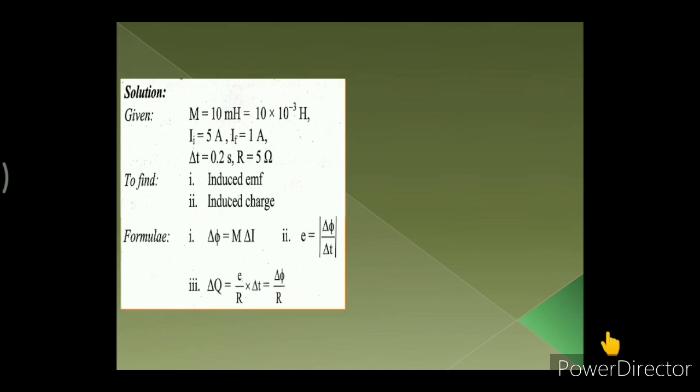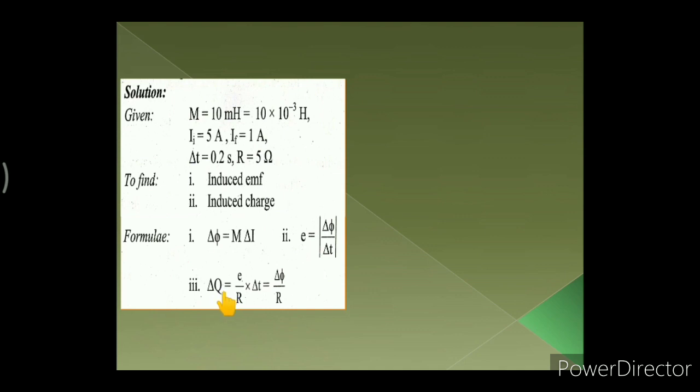The formula we are going to use: delta phi is equal to M into delta I. Second formula: E is equal to magnitude of delta phi upon delta t. And third, to determine the induced charge in a coil, we use the formula delta Q, which is equal to E upon R into delta t. And this E into delta t is to be written as delta phi.